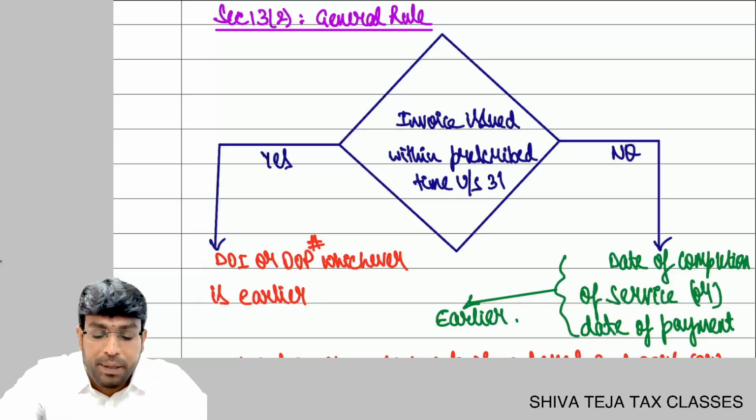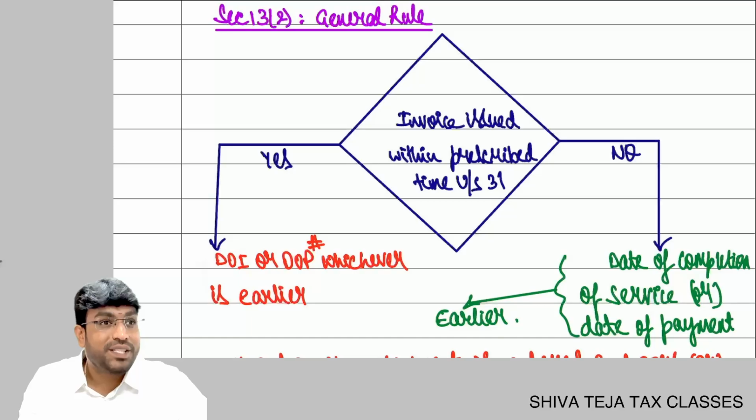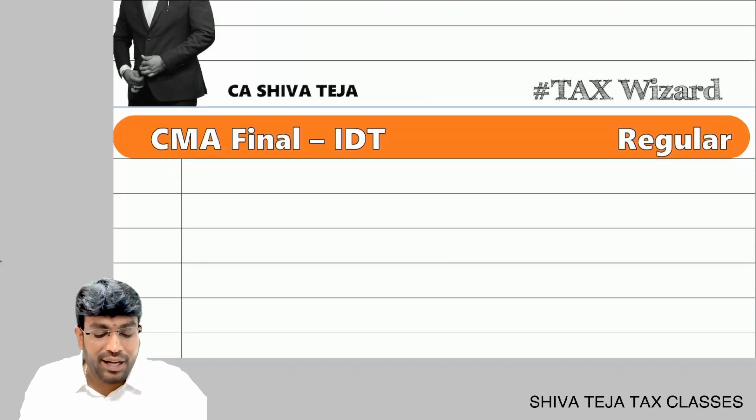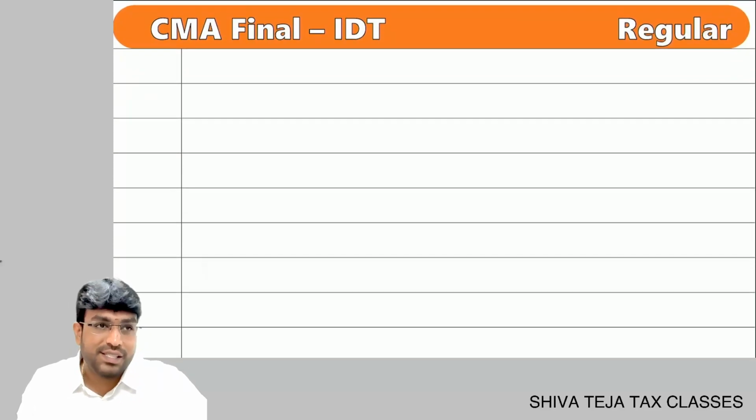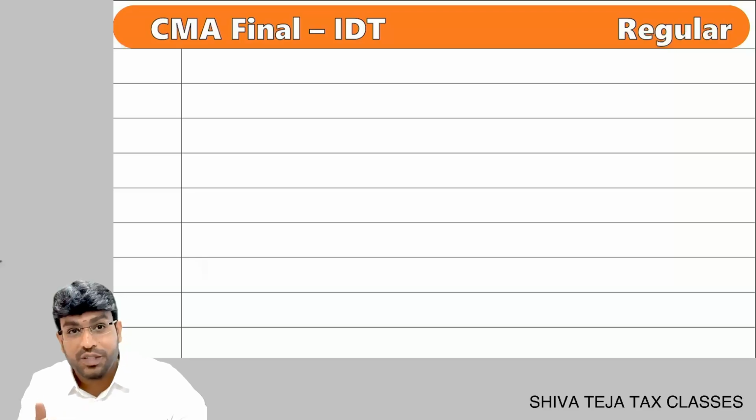But the big question to be answered is, what is the prescribed time? So we are telling everywhere that if invoice is issued within the time, then this is the answer. If invoice is not issued within the time, this is the answer. But what is the time to issue invoice? That is important, no?